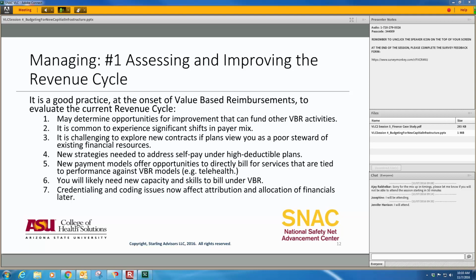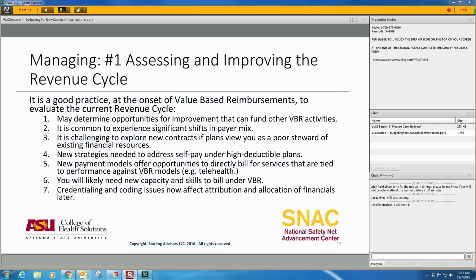You're going to probably need to implement some new strategies for dealing with self-pay patients under high deductible plans. So if you have broad exposure to marketplace plans that have high deductibles, in some cases those patients will look more or less like self-pay patients. And the revenue cycle challenge associated with those high deductible plans could represent a financial threat to your organization.